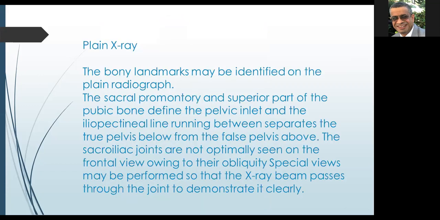By plain X-ray, the bony landmarks may be identified on the plain radiograph. The sacral promontory and the superior part of the pubic bone define the pelvic inlet, and the iliopectineal line running between them separates the true pelvis from the false pelvis above. The sacroiliac joints are not optimally seen on the frontal view owing to their obliquity. Special views may be performed so that the X-ray beam passes through the joint to demonstrate it clearly.